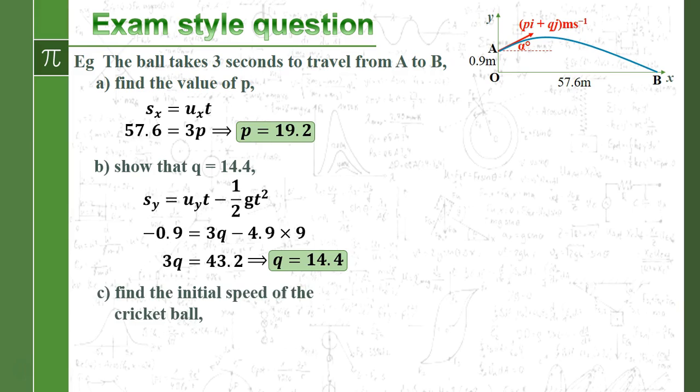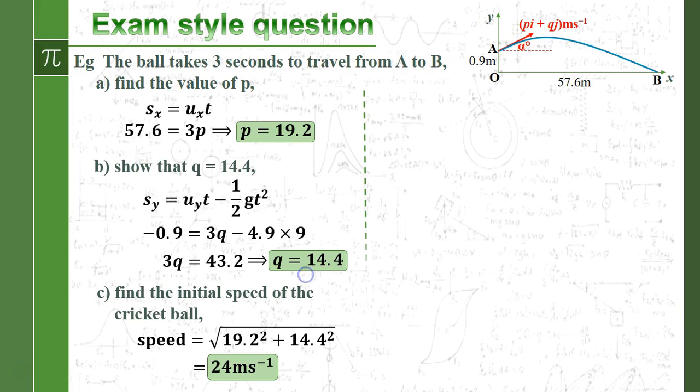On we go to part C, find the initial speed of the cricket ball. We've now got our value of P, we've got our value of Q. We want speed, magnitude of velocity, we've seen this a few times already. Bit of Pythagoras, and away you go. So it's speed 24 metres per second.